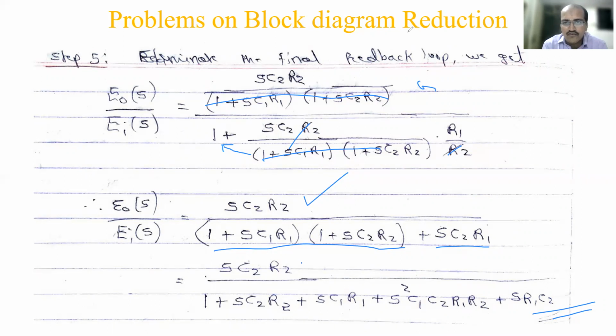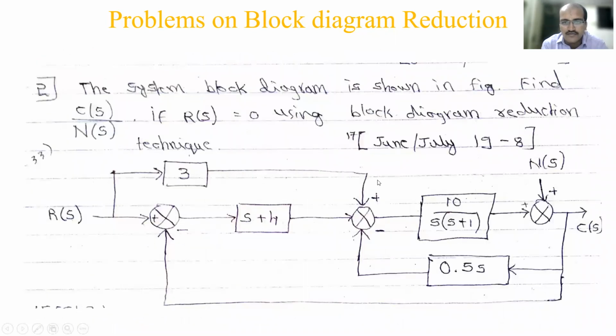So similarly, we'll see one more problem, the last one, an advanced level problem. Always you should not think in the same manner, right? You should think about how the rules are applicable. So accordingly this one problem is there, a recently asked one. A 17 scheme question: the system block diagram is shown in the figure. Find C of S by N of S. Careful, R of S is there just to confuse you.